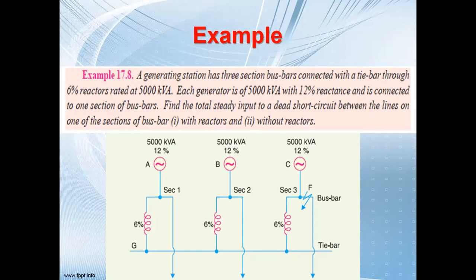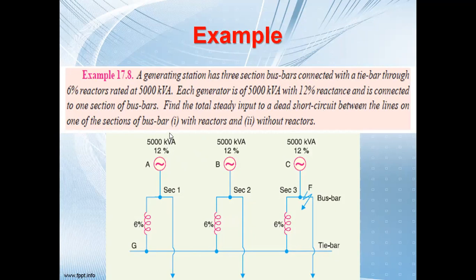So let us understand this particular configuration first. There is a generating station which has 3 section bus bars connected with a tie bar. So this is the bus bar and this is your tie bar. You know what the tie bar connection is; I have discussed it in the reactor topic. Now each generator is 5000 kVA with 12% reactance and is connected to one section of the bus bar. So each generator rating is 5000 kVA and its reactance value is 12%.